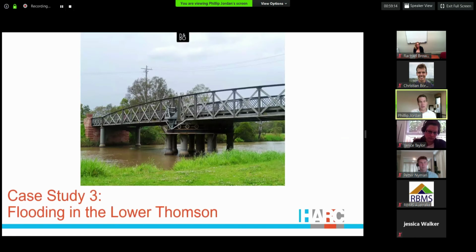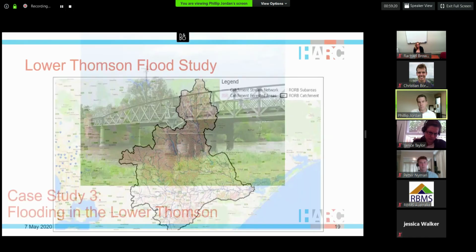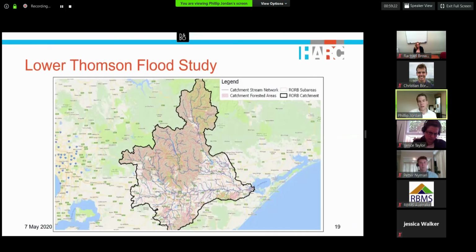My third case study is looking at the change in short-term flood risk in the Lower Thomson and Latrobe rivers. In the Lower Thomson flood study, we had a RORB model, which is commonly used for flood estimation for the Thomson and Latrobe rivers. That was calibrated to a large number of streamflow gauges across the catchment, and then fed into a TUFLOW model to model the hydraulic impacts, or the flood impacts, in the lower part of the Thomson River.